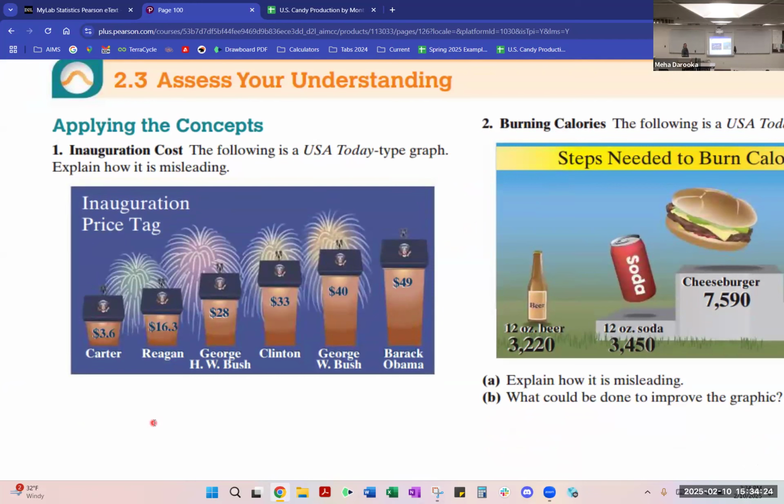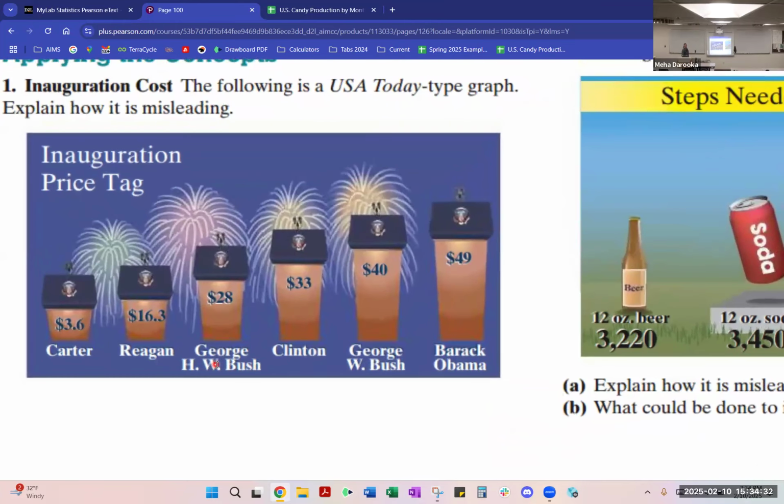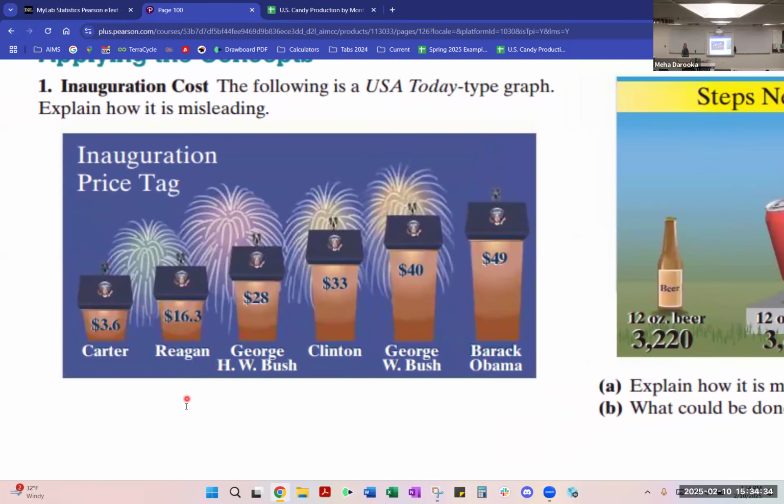The inaugural cost, this is a USA Today type of graph. Explain how this is misleading. So we're of course talking about the presidential inauguration, right? We just had one on January 20th for President Trump. So what do you think might be misleading here?